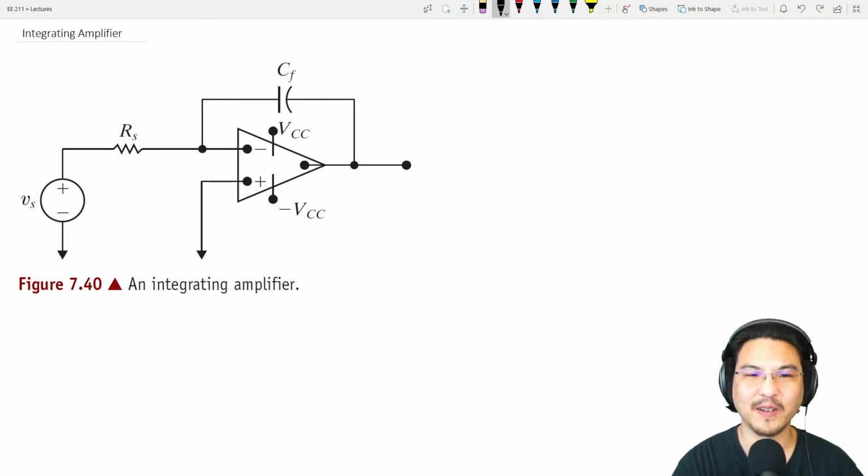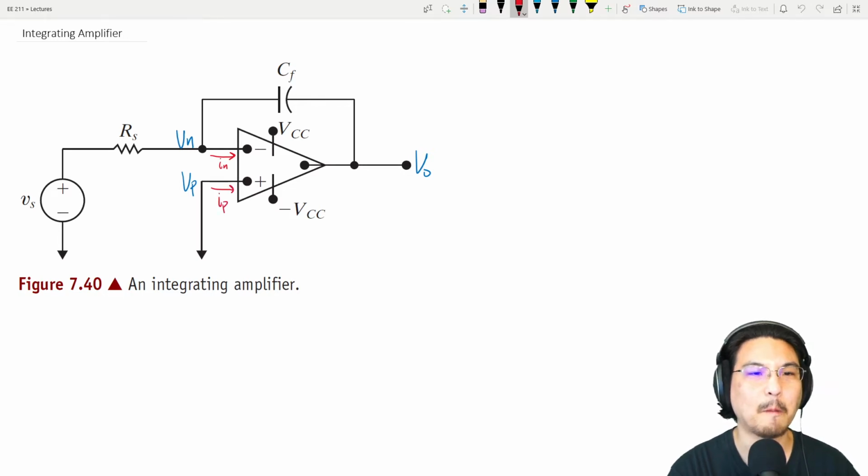So let's try and solve for the output over here. So the output voltage, let me label it. So this is the output voltage with respect to our reference. Let me put some more labels. I'll call this Vn with respect to here, Vp with respect to here. And let's see, there's current. I'll label the current here, IN, current here, IP. Okay, all right. So what do we do here?